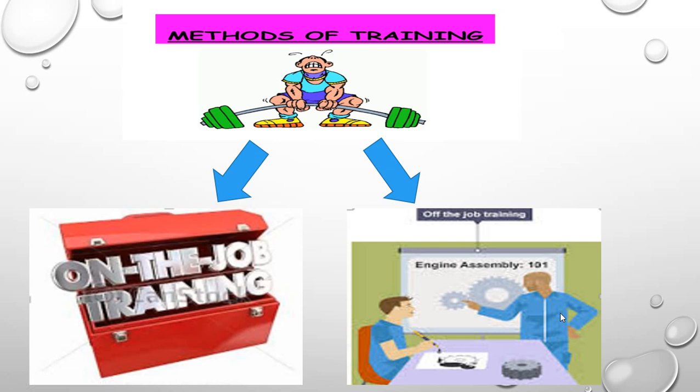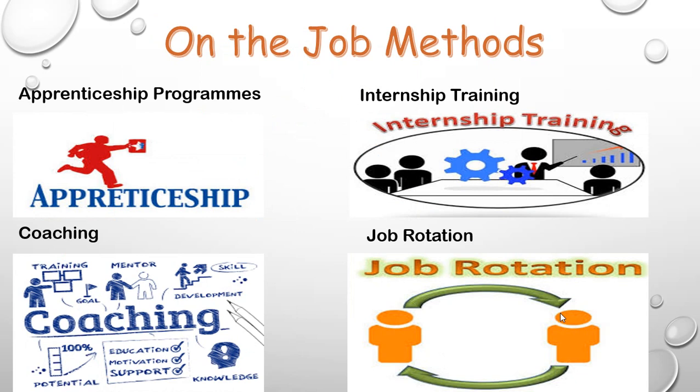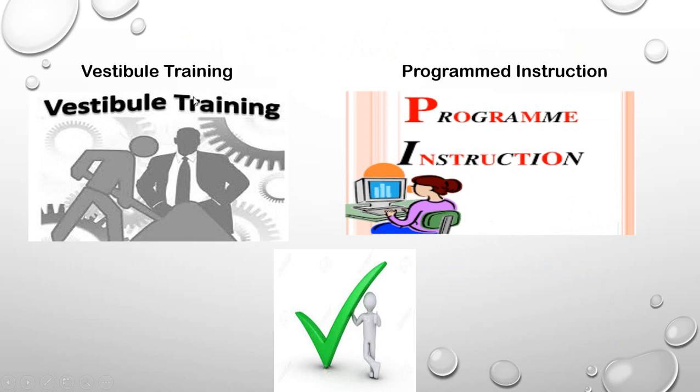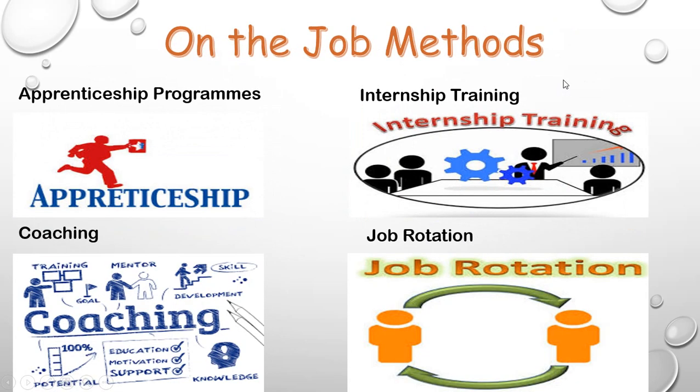discuss in this discussion. In the next lecture, we'll be covering a few topics like on-the-job methods. There are various on-the-job methods like apprentice programs, coaching, internship training, and job rotations. And in coaching, there are various other characteristics involved, that is training, mentors, skill, goal, development, and all that. And we'll also cover the next topic, that is off-the-job training methods. There are basically 6 off-the-job training methods. These are classroom lectures, conferences, films, case studies, computer modeling, vestibule training, and programmed instruction. We'll be covering these topics in the next lecture.